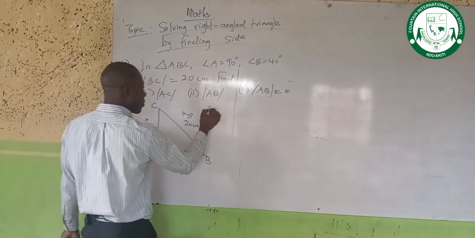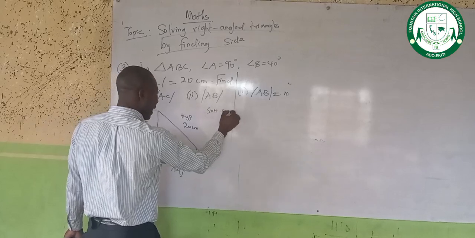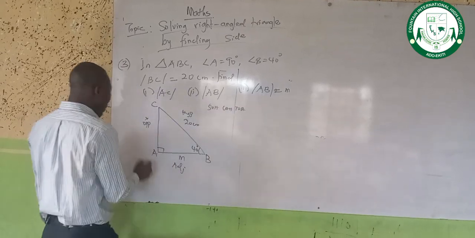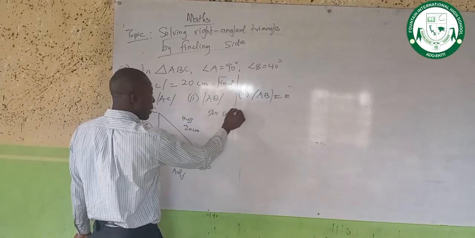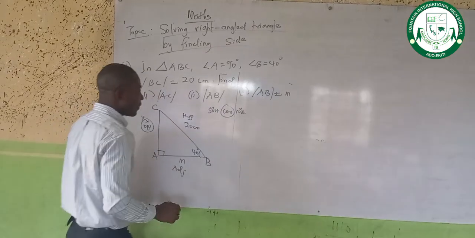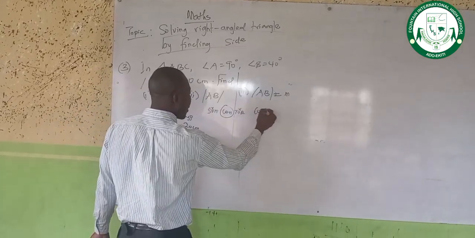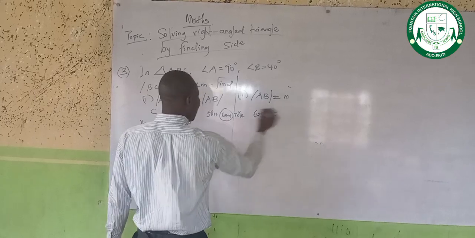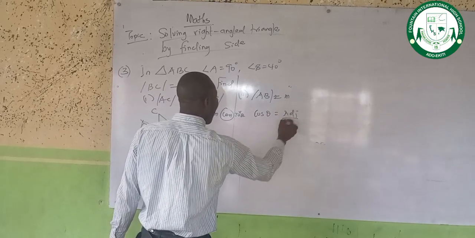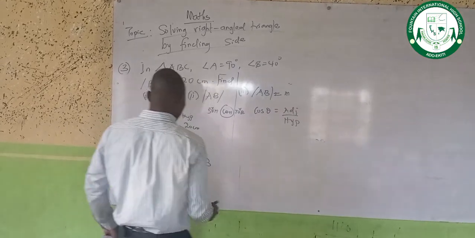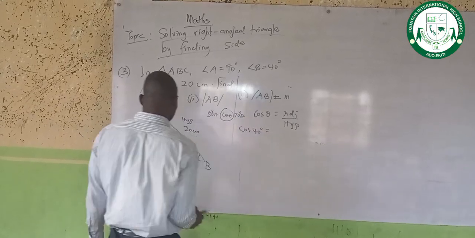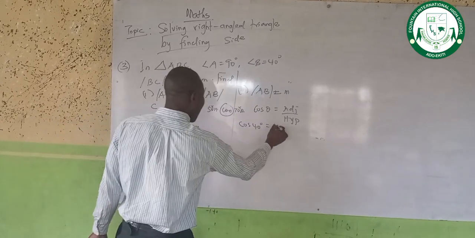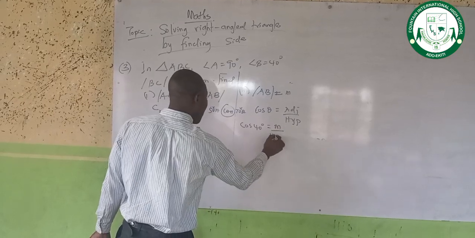So definitely the O will be out. We don't have anything to do with O, so this one is out, this one is out. We are using cos. So by the time we are using cos, which is cos theta equals adjacent over hypotenuse, it is written as cos 40 degrees equal to our adjacent, M, over hypotenuse.